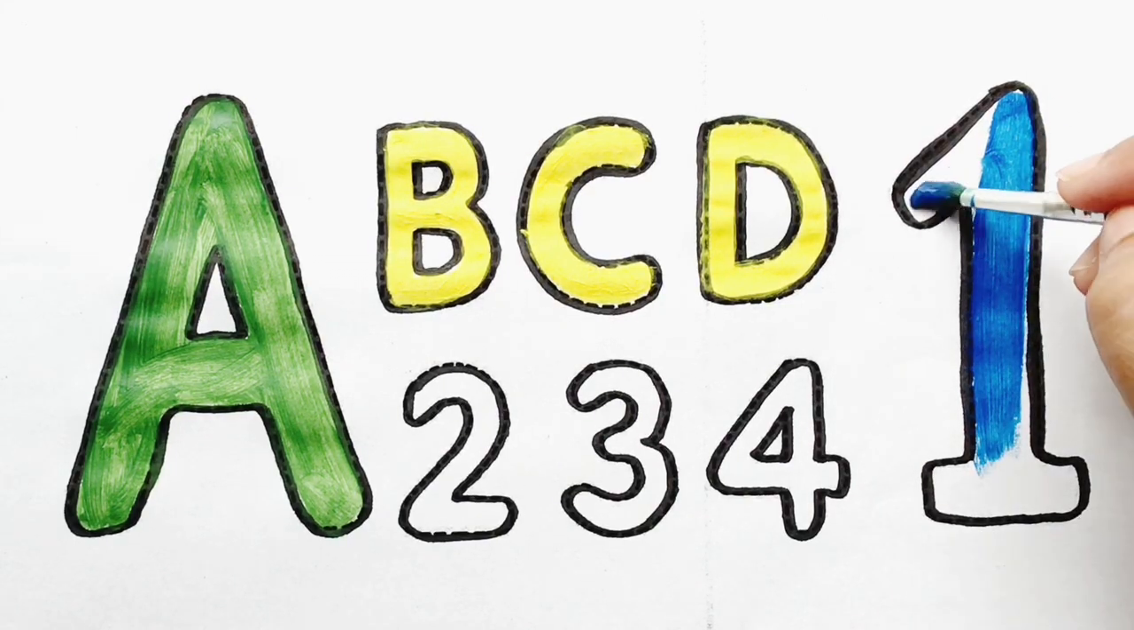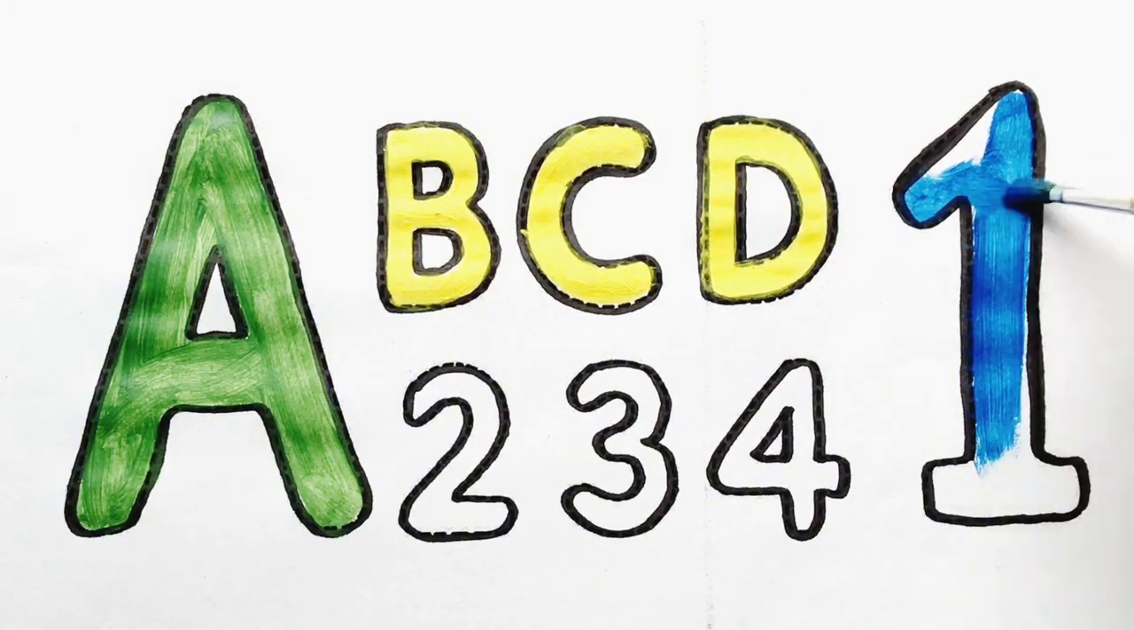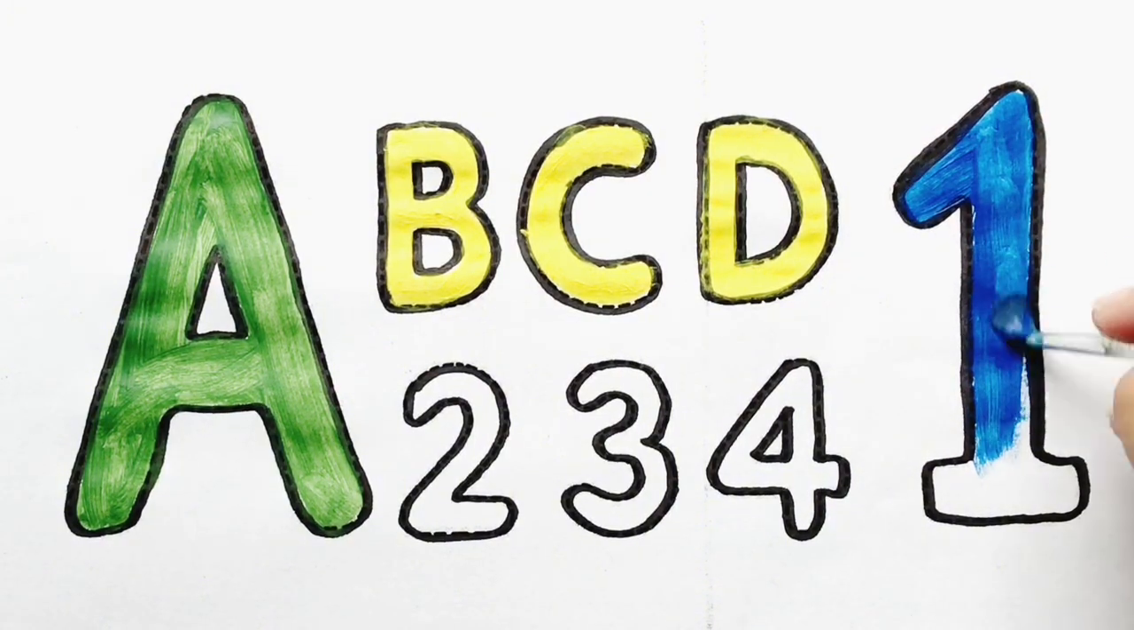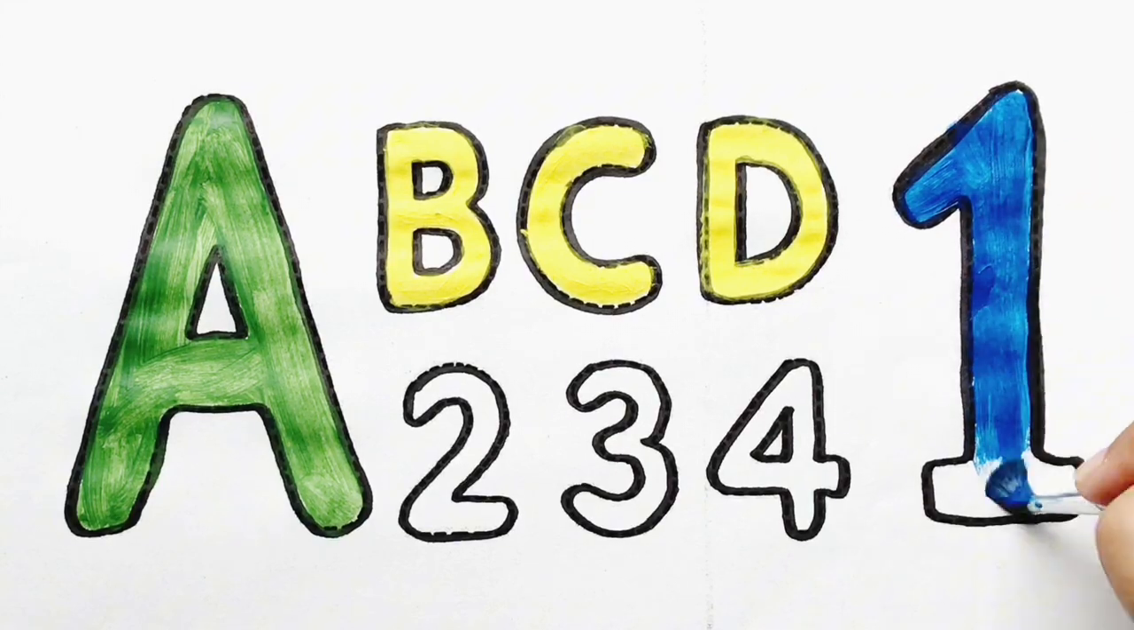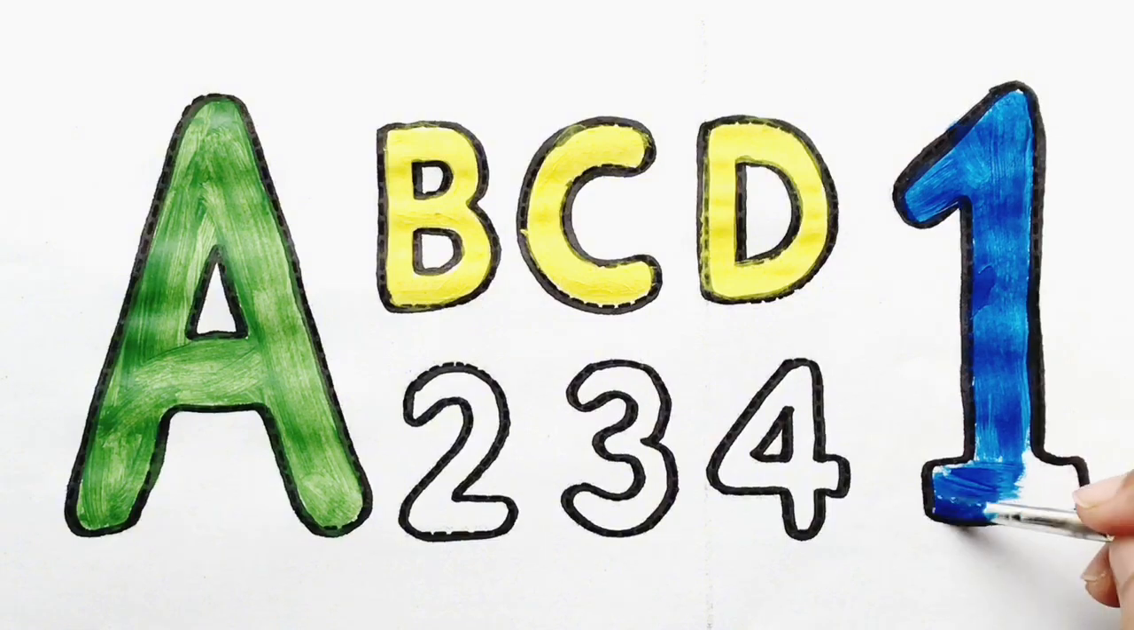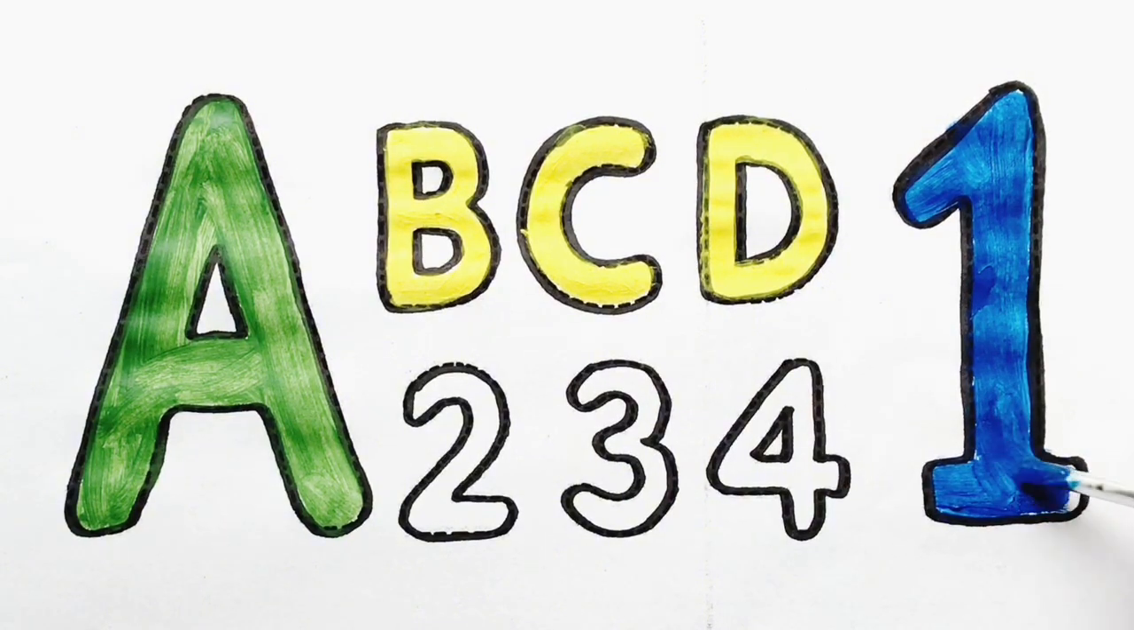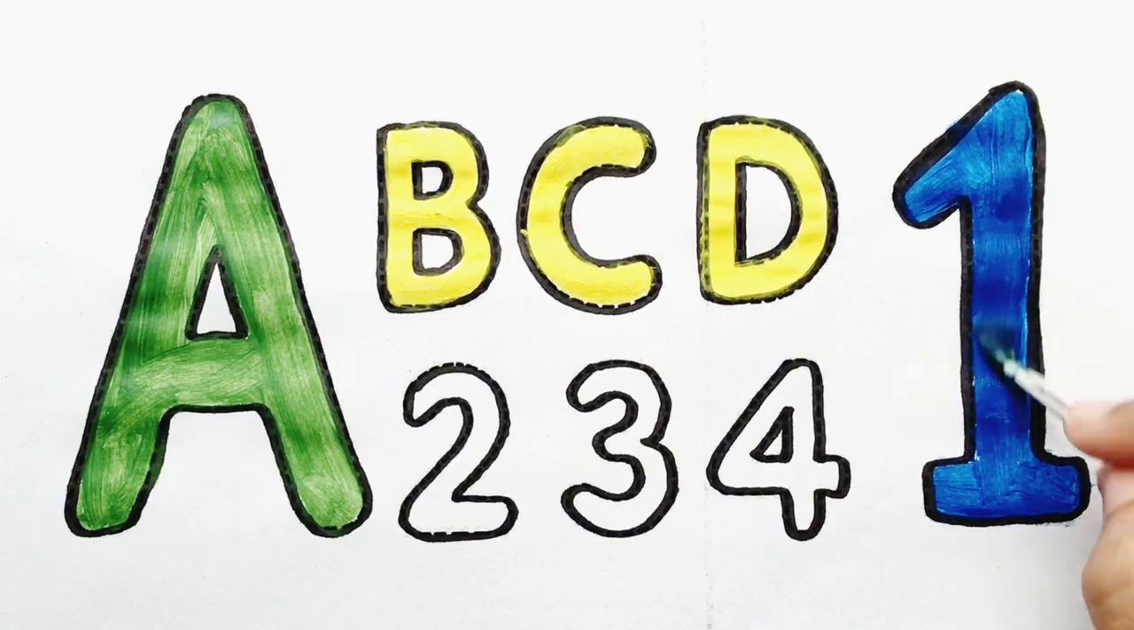I paint this number 1. You sing with me. A, B, C, D, E, F, G, H, I, J, K, L, M, N, O, P, Q, R, S, T, U, V, W, X, Y and Z. Now I know my ABCs.